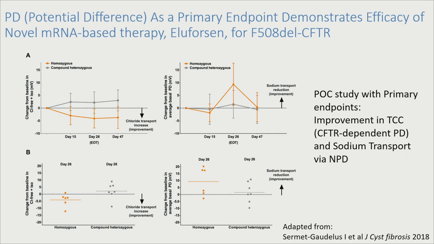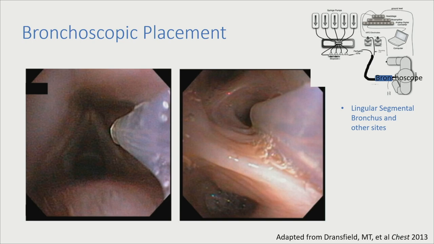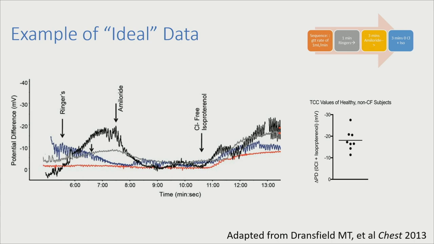Potential difference measurement as a goal after standardization has been validated more recently in one of the early antisense oligonucleotide therapies, Alufrisin for F508del CFTR, a trial that several centers conducted in a multi-center fashion for proof of concept, with the primary endpoint of improvements in the total chloride conduction, which is the CFTR-dependent potential difference, and sodium transport via NPD with nasal delivery of this tissue. So this further tells us that potential difference measurements in more recent trials can be used in a multi-center fashion if standardized appropriately. If we think about bronchoscopic placement of a potential difference catheter, we can begin to develop ideal data, which has been done in our center before, but not in a fashion that could be moved towards multi-center trials.